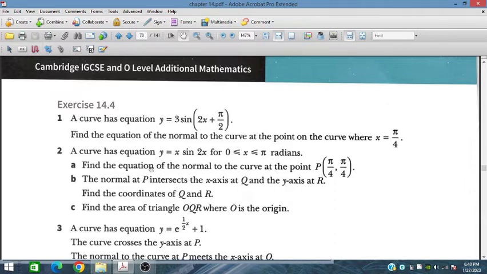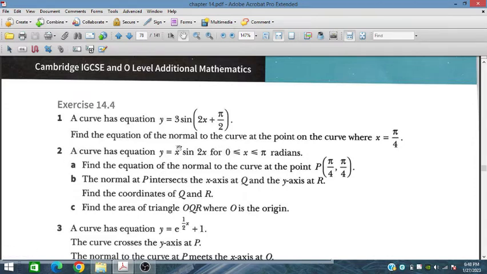So this normal intersects the x-axis at point Q, where y is 0. Similarly, for the y-axis at R, the x value is 0 and y has some value. So we have to find the coordinates of Q and R. And in the last section, find the area of the triangle OQR, where O is the origin.